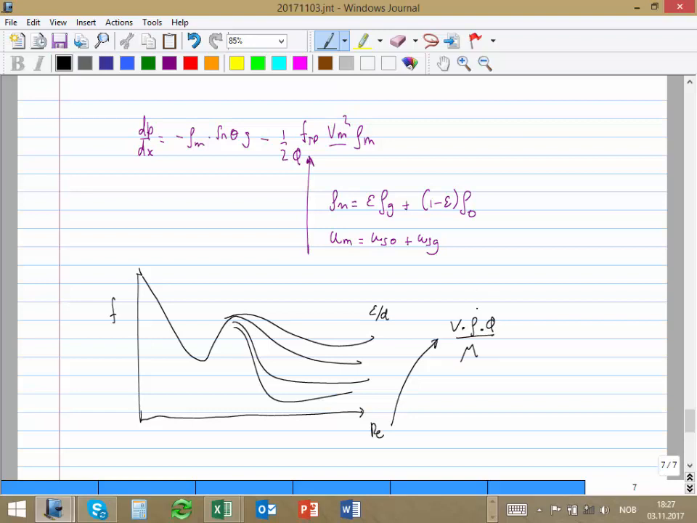So for density, I'm going to use the density of the mixture. Velocity, I also am going to use the velocity of the mixture. And what about viscosity? Well, I'm going to use the viscosity of the mixture, that will be E times the viscosity of the gas plus 1 minus E times the viscosity of the oil.